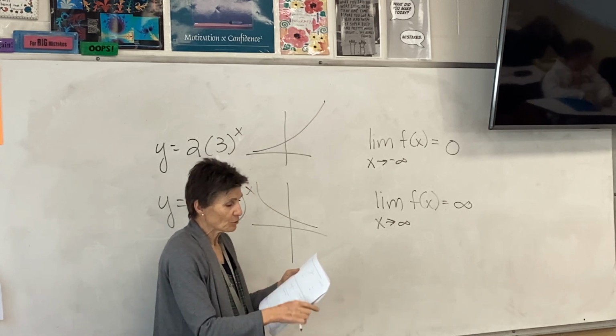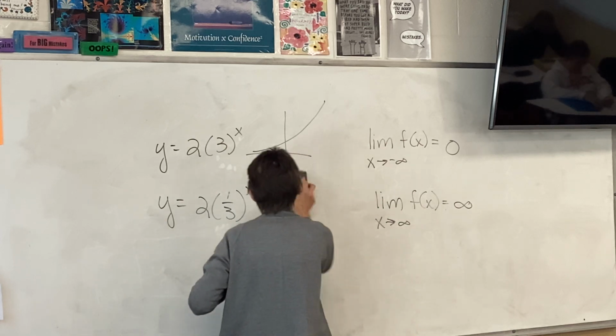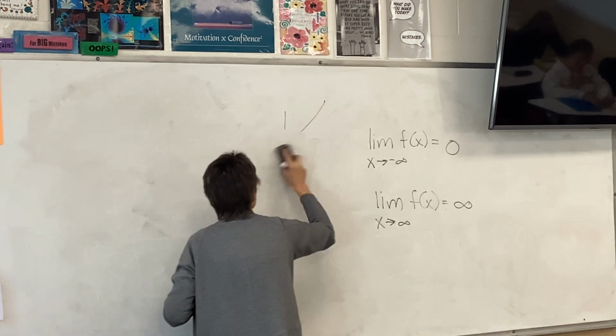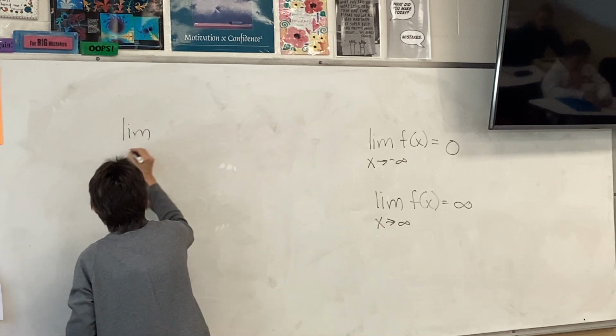All right, see if you can do B and C on your own with your partner. Make sure you're writing the appropriate notation. Please don't get lazy. Write your appropriate notation.